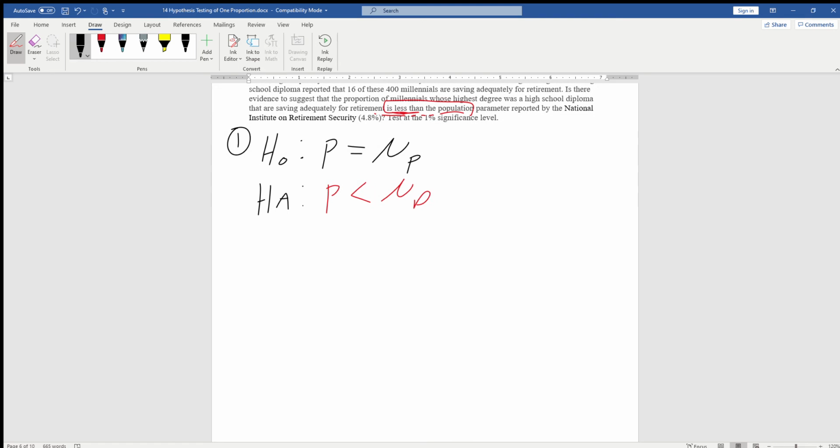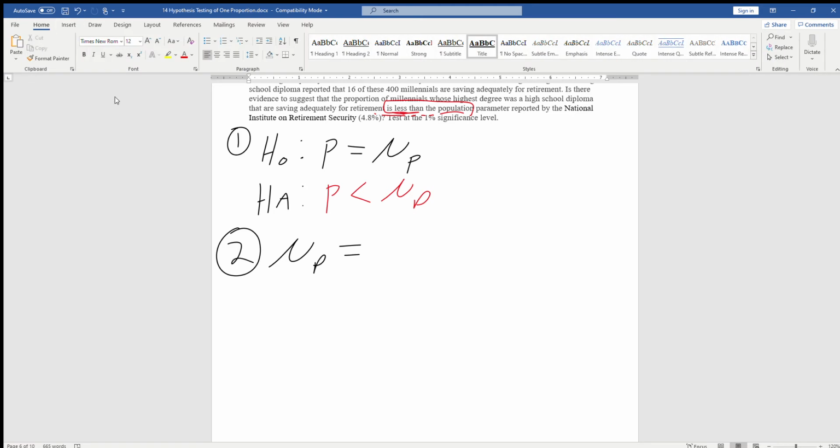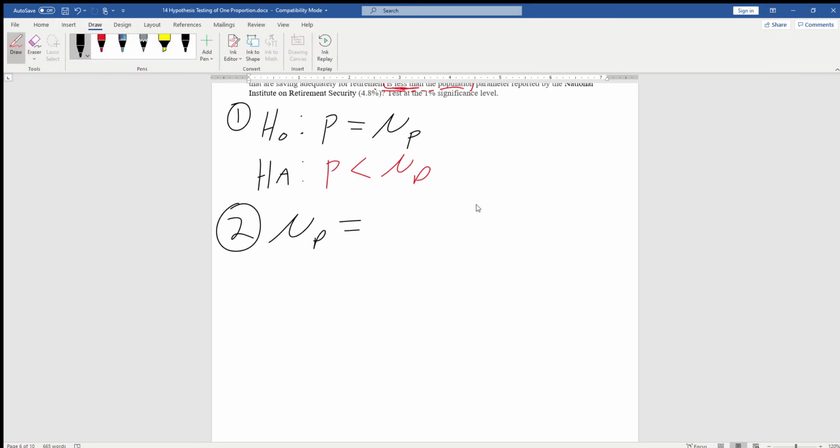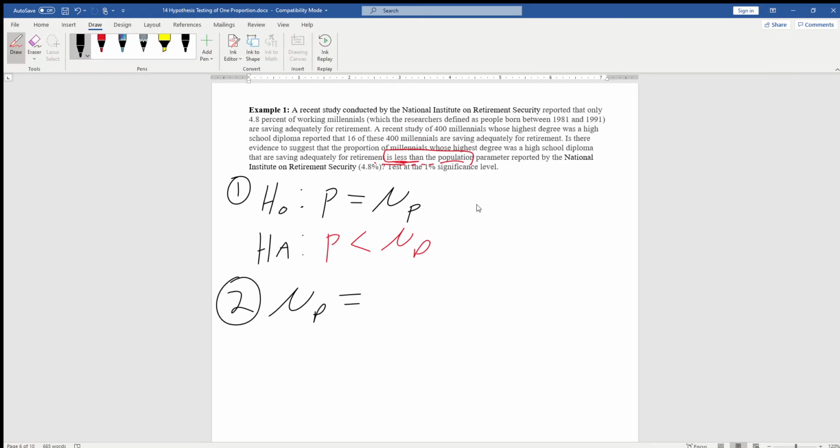The next step is to be able to get some of the population as well as the sample data. So mu sub p. Mu sub p is the population proportion. It is stated that the population proportion is 4.8%. That's given to us as a claim made by the National Institute on Retirement Security. So that's 4.8%, or in other words, 0.048.